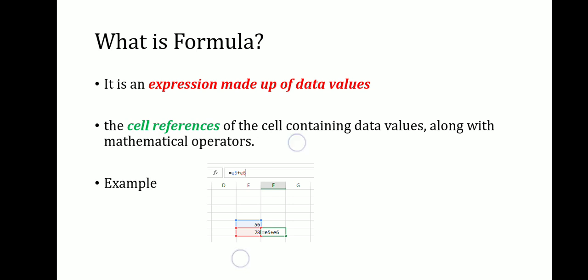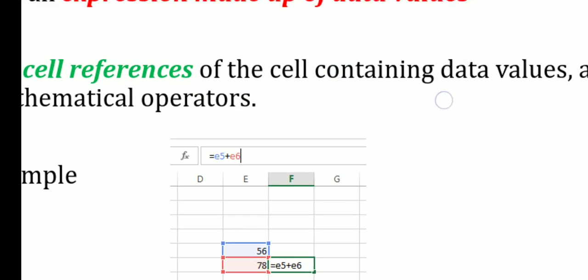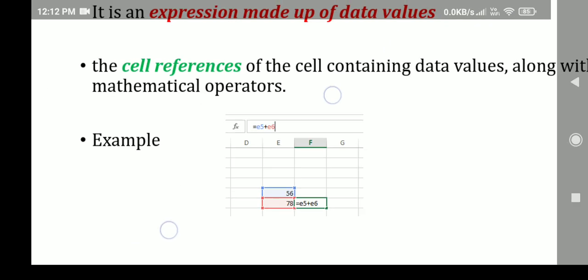Now look at the example given here. Keep it in mind always, while writing a formula, you always start with the equal to symbol. Okay, so equal to, and then here I have two different values, 56, 78. So either you may directly give 56 plus 78 or you can write it as E5 plus E6. This is what is called cell references.